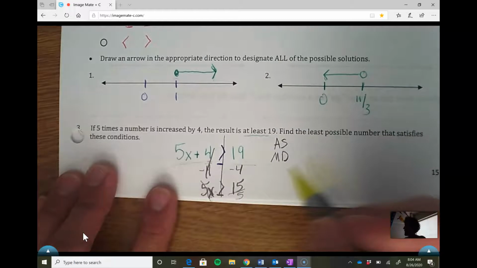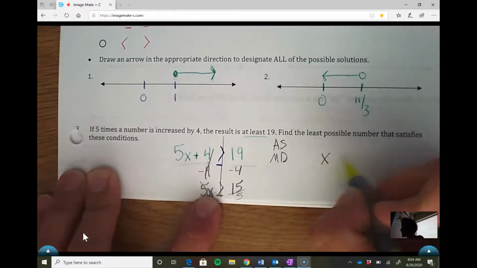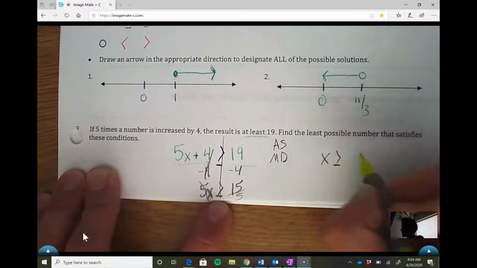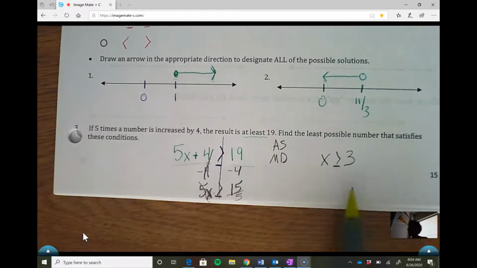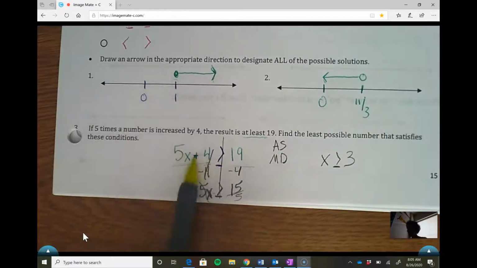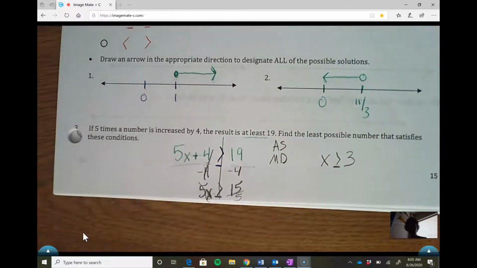I ran out of room. And then x is greater than or equal to 3. So basically, numbers that would work for this solution are 3 and anything bigger than 3. Okay? So let's just test that out. Because hint hint, this might show up on a quiz somewhere.